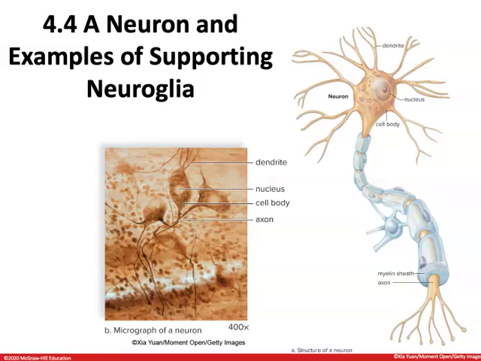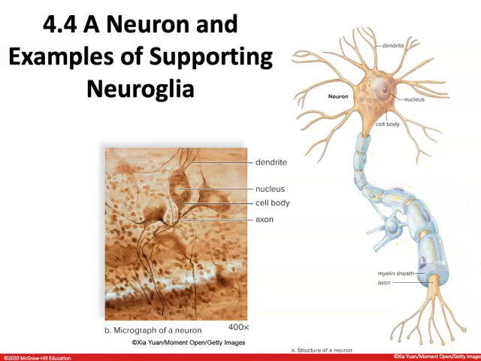Some axons are going to be covered in myelin. Myelin is just sort of a fatty substance. These are going to be made up of neuroglia. So nerves are just bundles of axons that travel to and from the brain and the spinal cord. So it would be all of this region right in here.